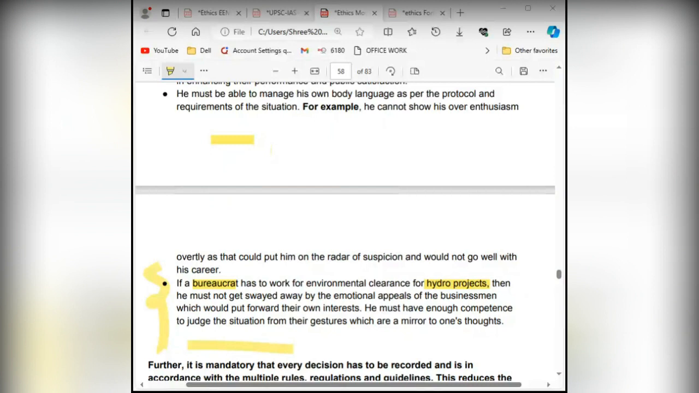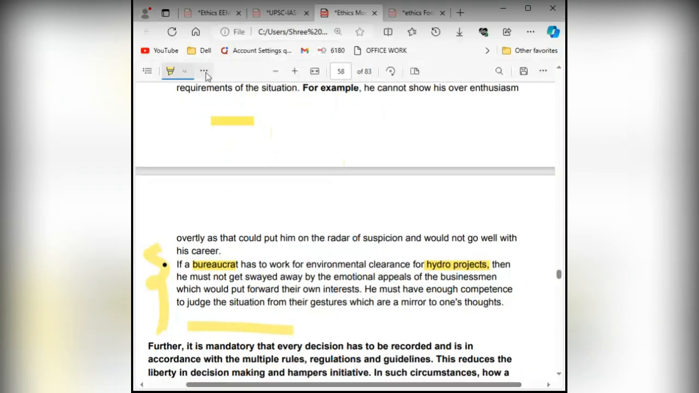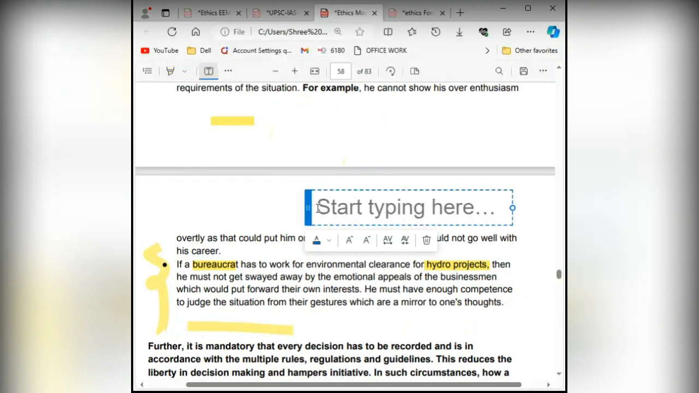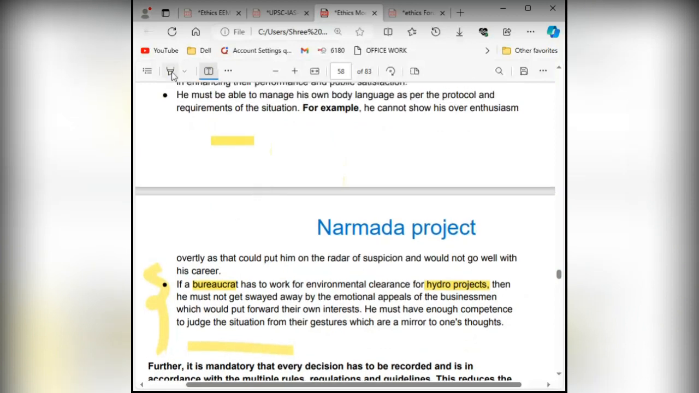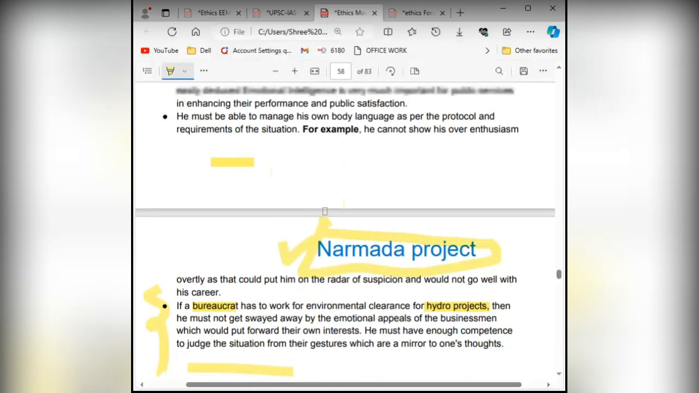And how does it come? It comes once you have a good thought process. You are really good at handling the emotions. This is how you have to give the examples. And here you could have added the example of the Narmada project. Examples are something which are a must. Something of this sort happened with the Narmada project, and that is why it was under suspicion. So you can add it.